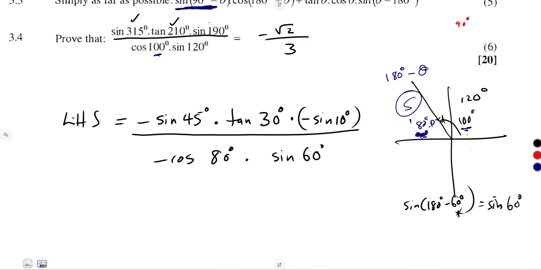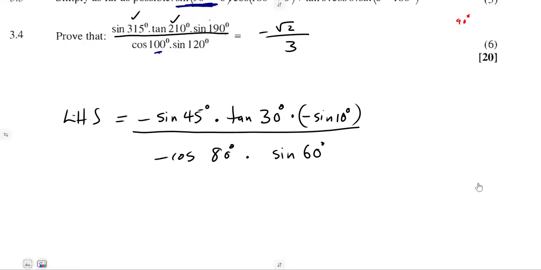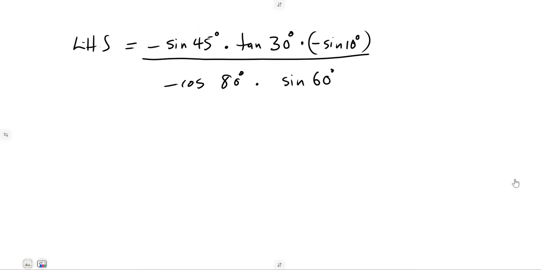So that is it. What can I say? Play around with your quadrants. That is what I can say at the end of the day. Know your quadrants, play around with those quadrants. That's it. And also applying your special angles. Like I said, there's nothing that is special about these angles, guys. Sine 45 is the same as square root of 2 over 2, just like previously we saw this one. Minus square root of 2 over 2 times the tan of 30, which is square root of 3 over 3.